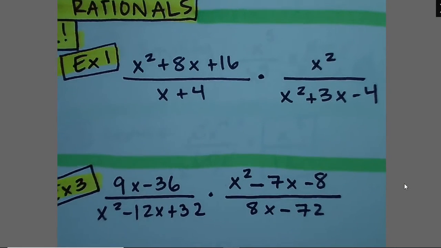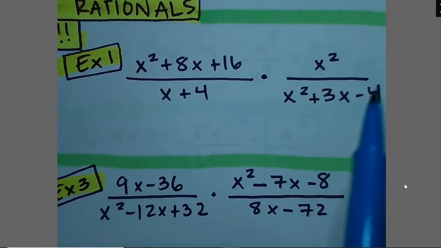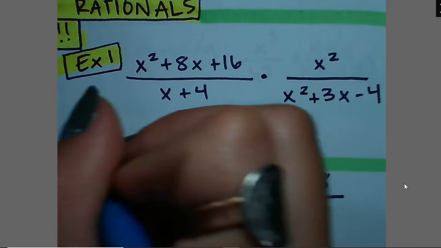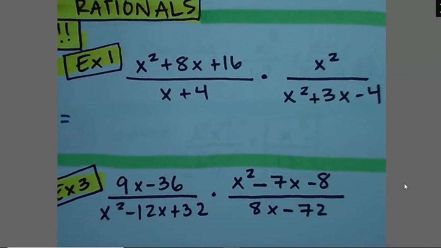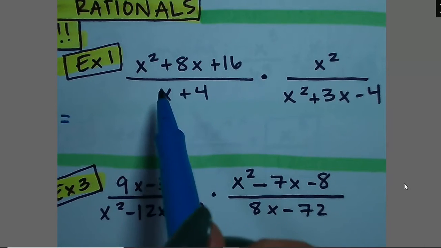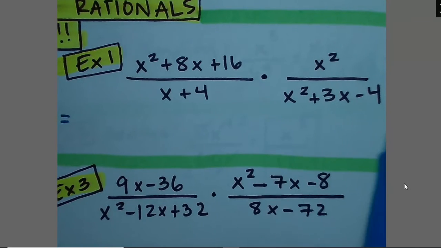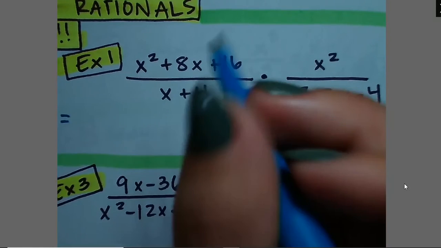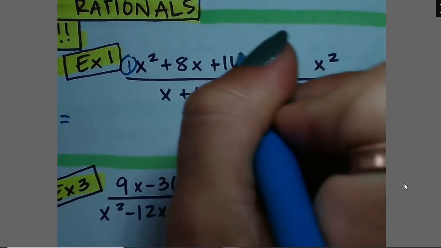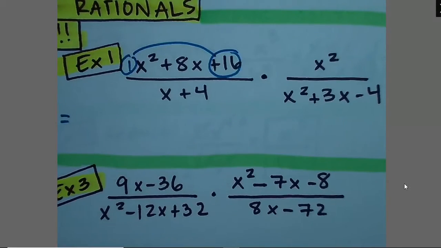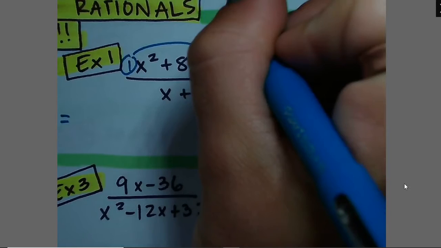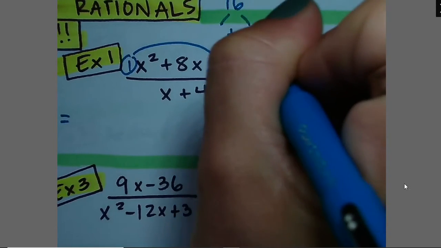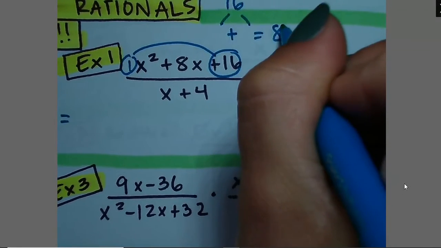Okay, so the first example over here, it looks pretty big, but it's the same thing that we did yesterday. So you're just going to factor everything, and you're going to cancel some things out. Okay, so we're going to factor the top here, then the bottom, then the top here, and then the bottom. Okay, so over here, the first one we're going to do is 1 times 16. Okay, so we want two factors of 16 that add to give you 8. So that's the number in the middle.